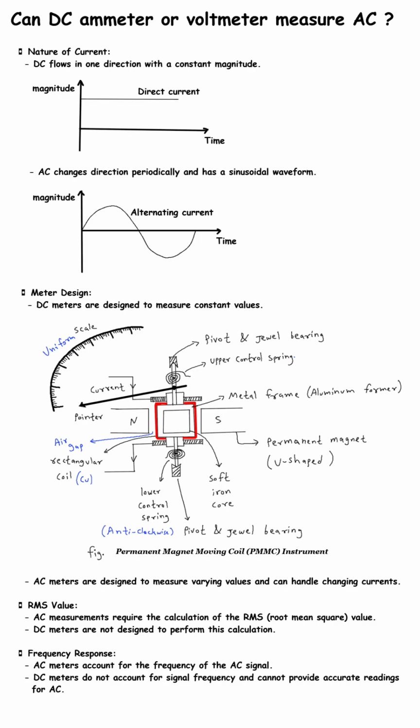In summary, DC meters are designed only for fixed, steady, unidirectional current, like that from a battery or a DC power supply. They cannot correctly measure alternating current because they don't account for the direction change, cannot calculate RMS values, and are blind to signal frequency. On the other hand, AC meters are purpose-built to handle these challenges and can give reliable readings for AC signals. So, if you're working with AC circuits, always make sure to use an AC ammeter or voltmeter, never a DC one.